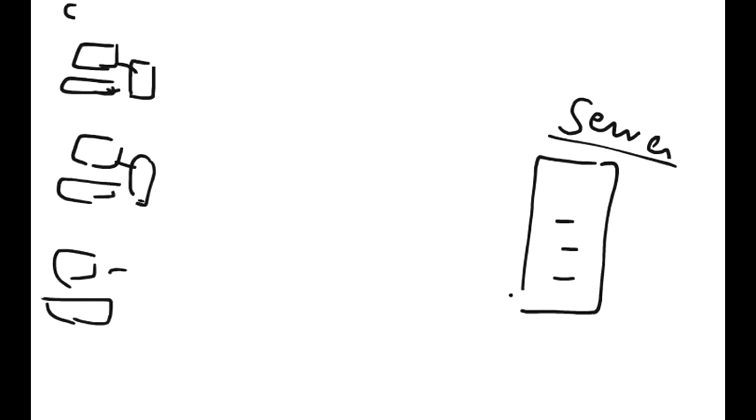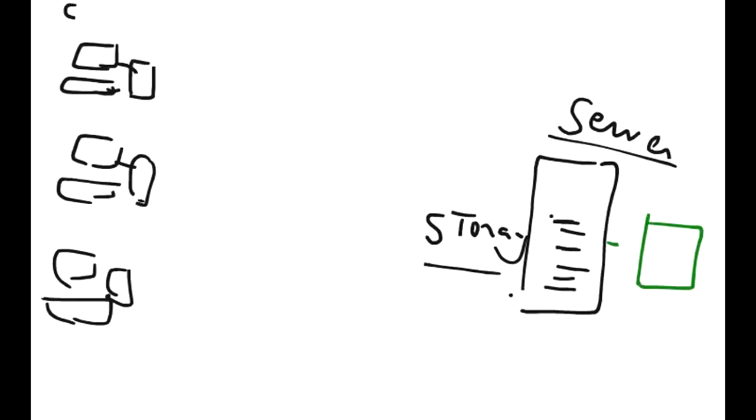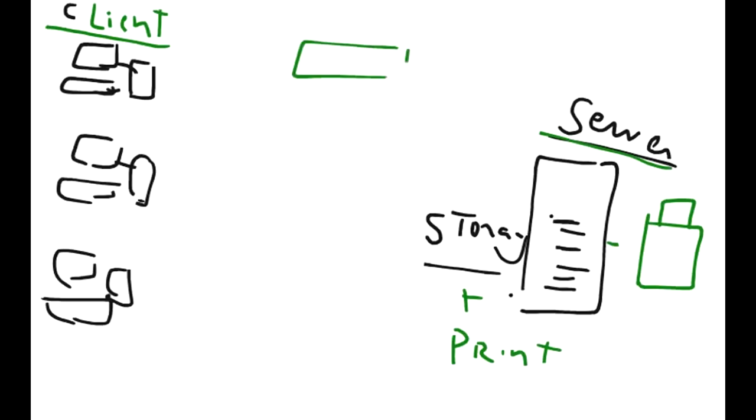So we have got three clients and a server, and this server has got a lot of hard disk space, so it acts as a storage server in this case. And if we have got a printer attached to this server, then this server also acts as a print server. So in this architecture, we have got clients and we have got a server. That's why it is called client-server architecture.